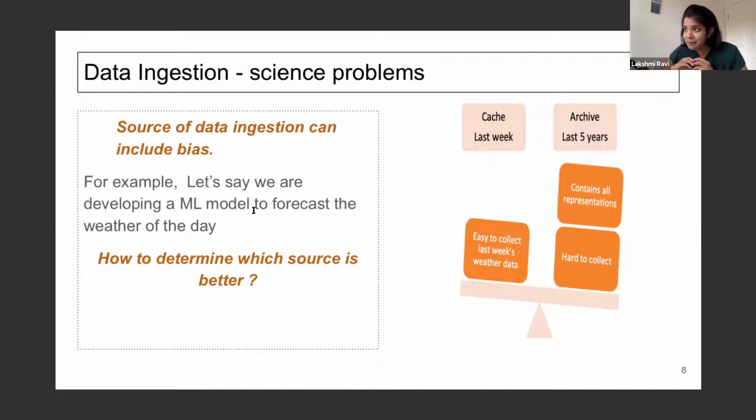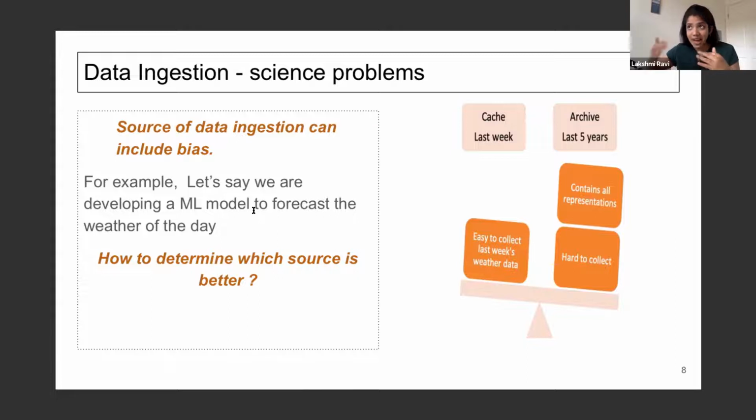Let's take a toy example here. We are developing a machine learning model to forecast the weather for the next day. Let's say there is a cache from which we can easily collect the data from the last week. And there is an archive which is hard for us to obtain, which has the data of the last 5 years. So as we can see in this example, the source which is hard to collect has all the data representations of what we are trying to model.